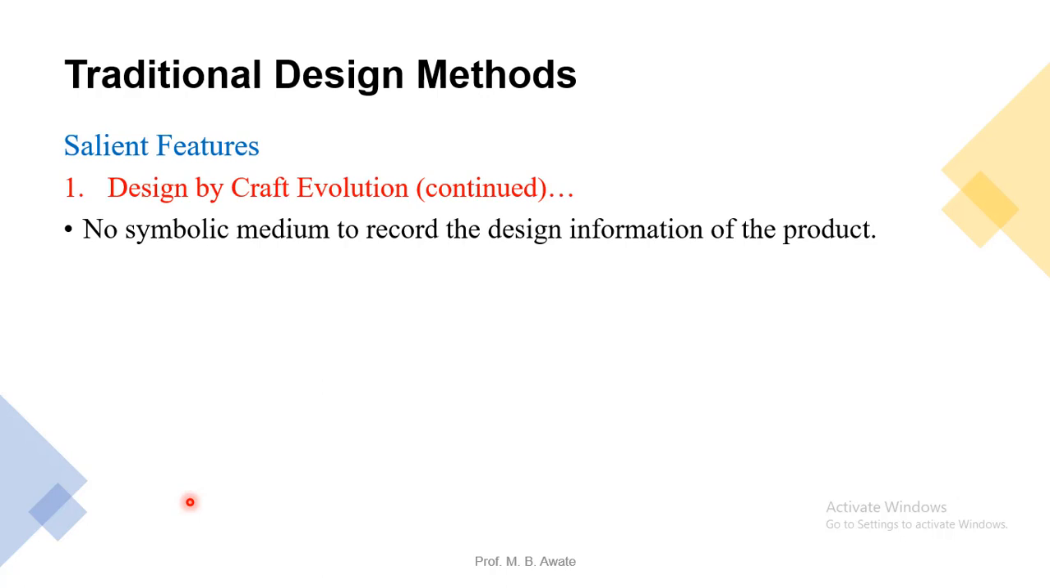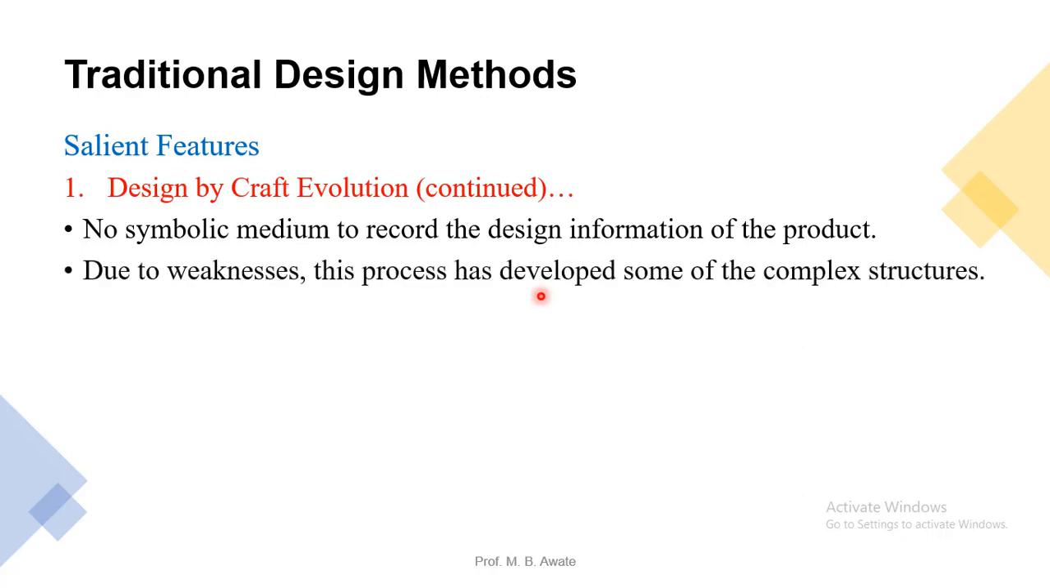And also there is no symbolic medium to record the design information of the product in case of the craft evolution method, because it is manufactured by trial and error method, and there is no proper dimensioned drawing for the product. So that's why there is no symbolic medium to record the design information. And due to all the above weaknesses which we have just discussed, this craft evolution method has developed some complex structures.